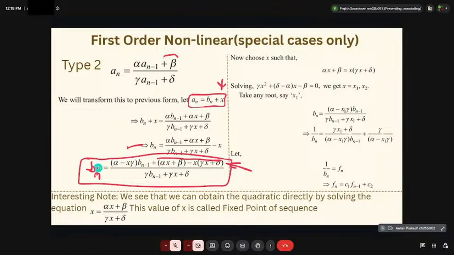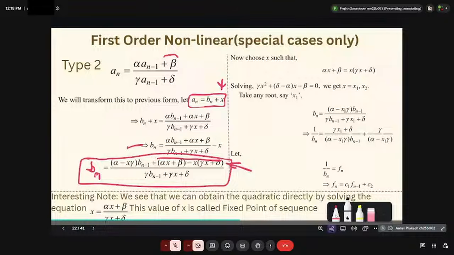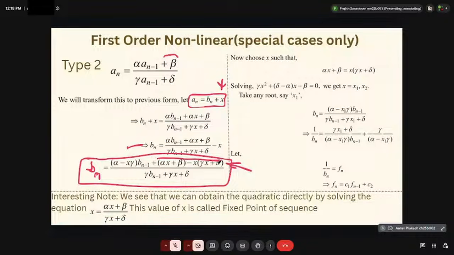Once you force this to be 0, we get this one: ax plus beta equal to x into gamma x plus delta. Once you force this, you're having two roots, x1 and x2, so you can substitute any one of those two roots. By forcing this part to be 0 and substituting these roots x1 and x2 in your expression, you will simply get the remaining part.